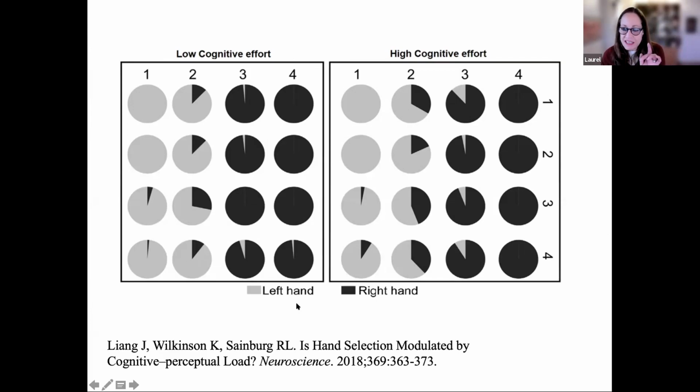So what this is a signal of is decreased efficiency. In an efficient reach, you want to reach with the hand closest to the object. And you can tell from columns 1 and 4 that that's pretty much what people do. But when under high load, they become less efficient and cross the midline more. So there's evidence that cognitive load increases motor activity, which was an important finding.